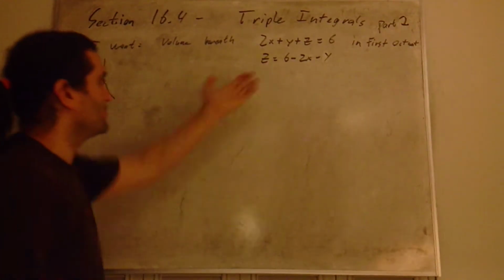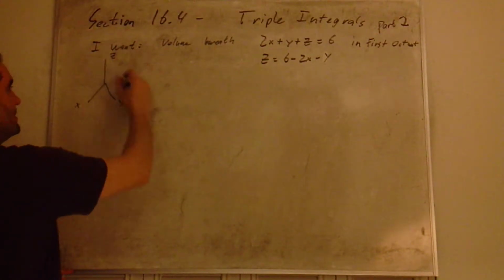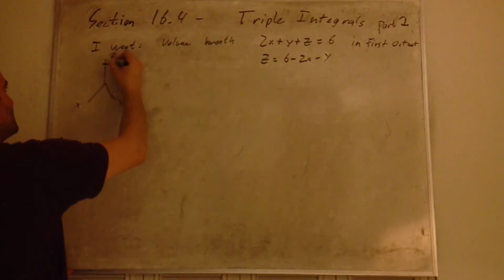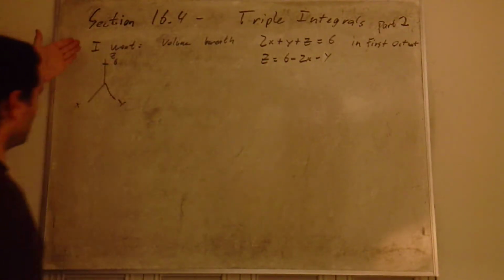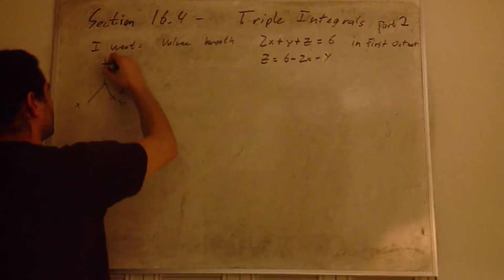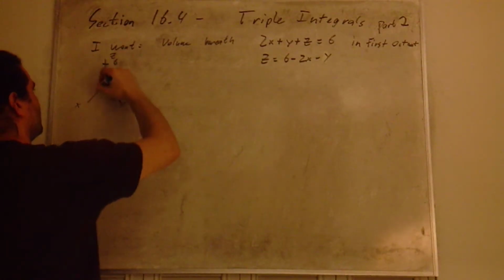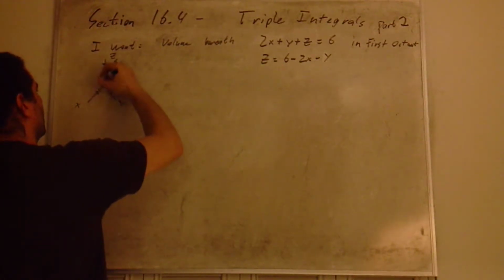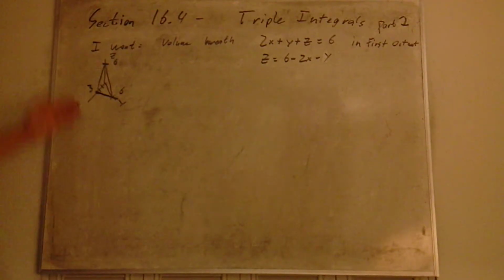This gives me a much clearer sense of what I'm looking at. If this is x and this is y and this is z, this tells me that I have a z-intercept at 6. The slope as I go along the y-axis is -1, so I'm going to hit the y-axis at 6 as well. My slope along the x-axis is -2, so I'm going to hit the x-axis at 3. And I have a plane that looks like this. So this is my picture.